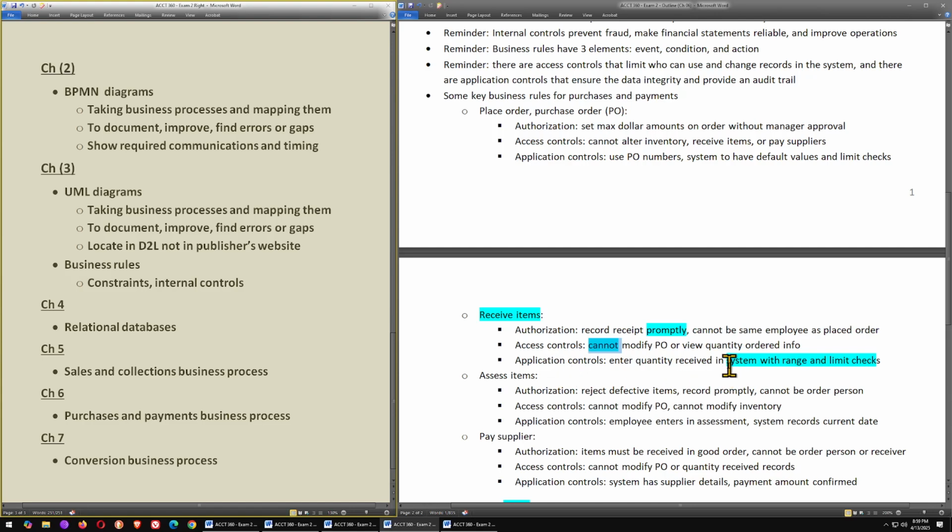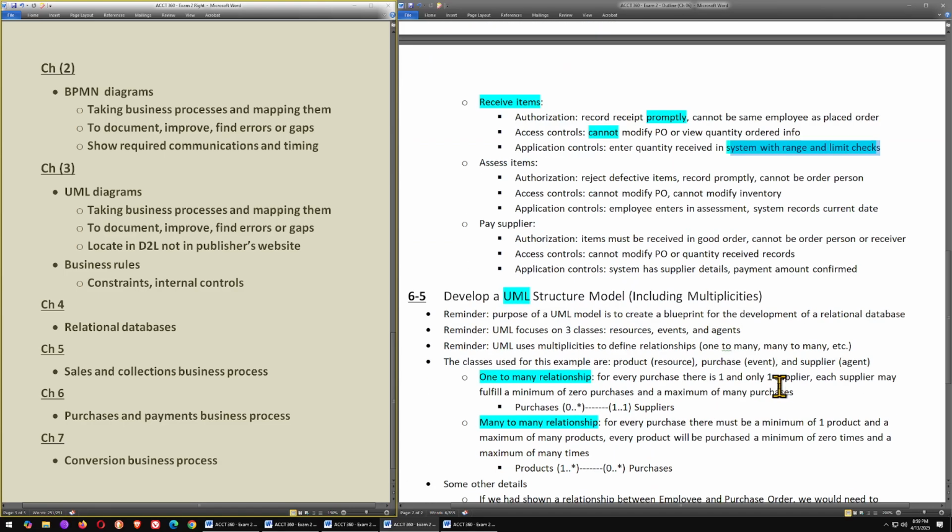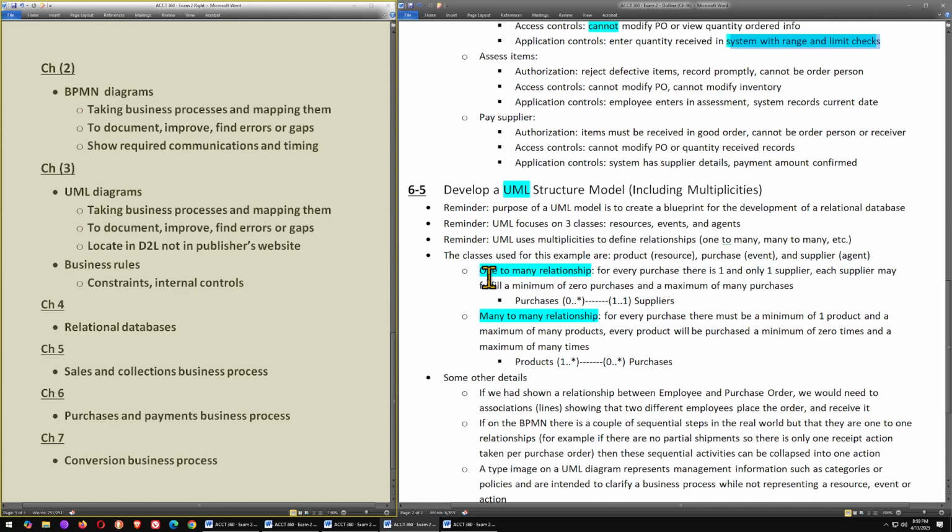Application controls talk about what the system does. Here the system figures out what the range should be and what the limits should be. You develop a UML structure. Again, we've got a one-to-many relationship and a many-to-many relationship. I have shown purchases and suppliers. Here we say for every purchase, there is one and only one supplier. So on one purchase document, one purchase order, we're not ordering from multiple suppliers. Every purchase will be coming from one and only one supplier.